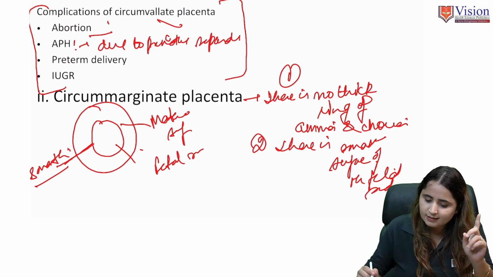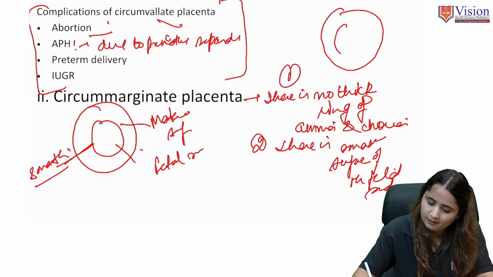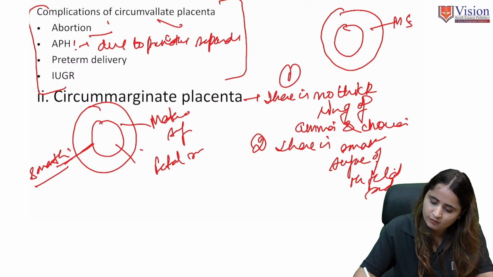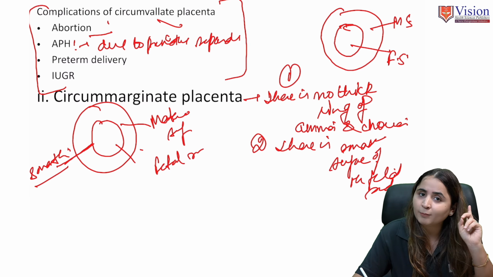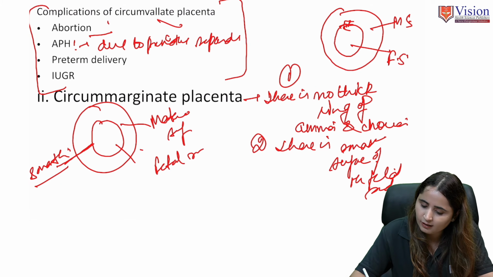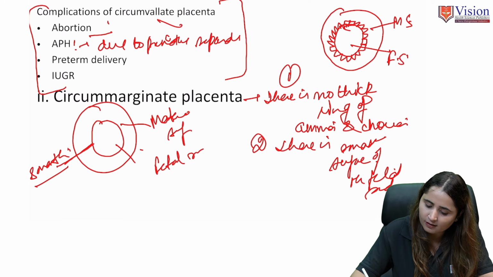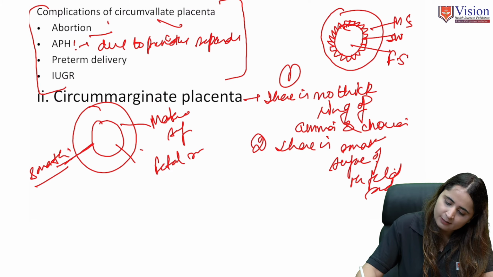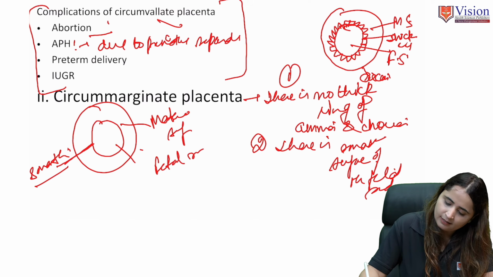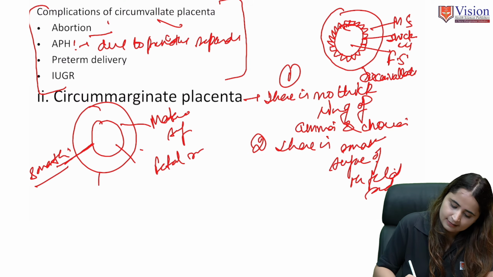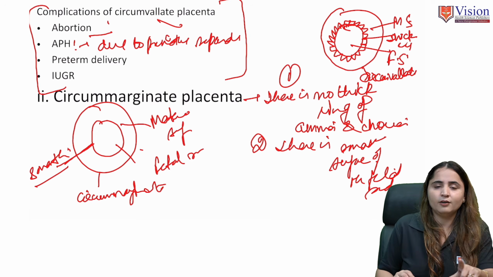Correct? And whereas in the circumvallate placenta, this is the maternal surface, this is the fetal surface, and ये जो outer का surface है, अगर याद होगा मैंने बोला था there is a thick ring. So there is a valve-like thick ring present outside the fetal surface. This thick ring present outside the fetal surface is called the circumvallate placenta, and this is circummarginate. I think it is clear to you.